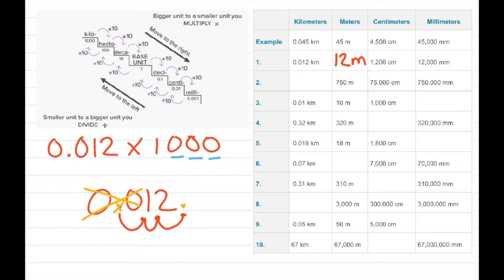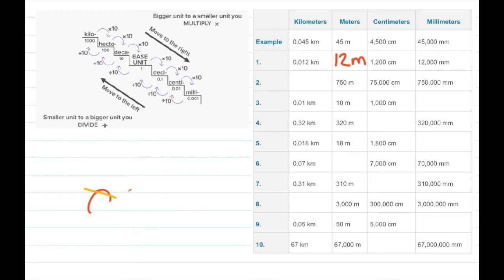Now let's try and do the opposite. For number 1, we are done. That's the only answer we need. Now we can go to number 2, and for number 2, I need to find the kilometers. The easiest way is to go from the meters to the kilometers. That's the easiest, the fastest. We're not going to complicate things a lot.